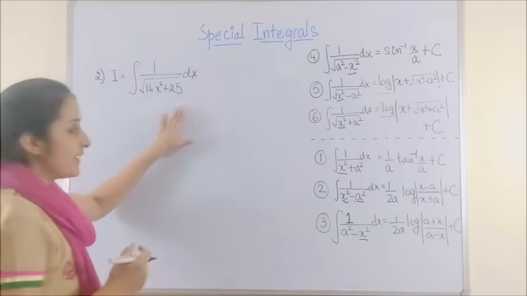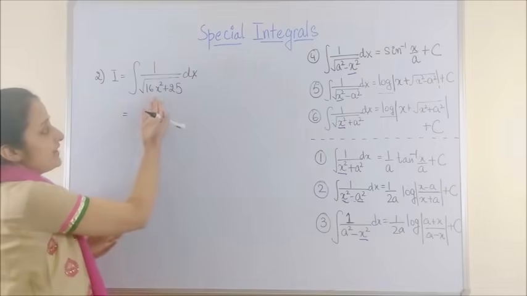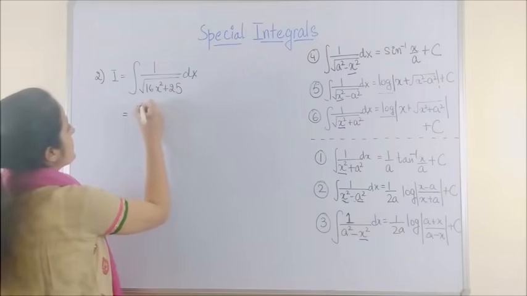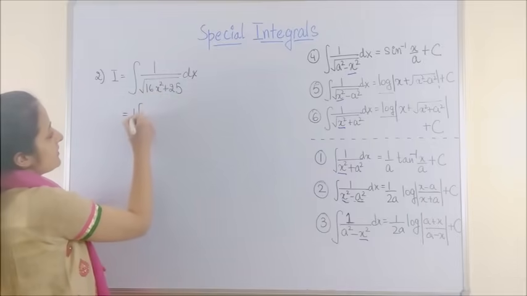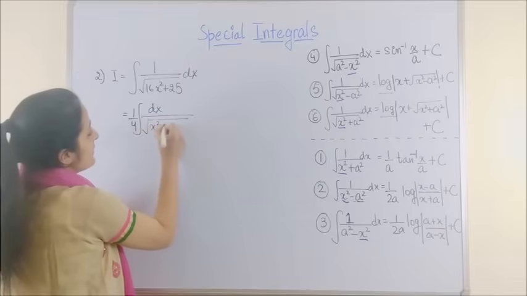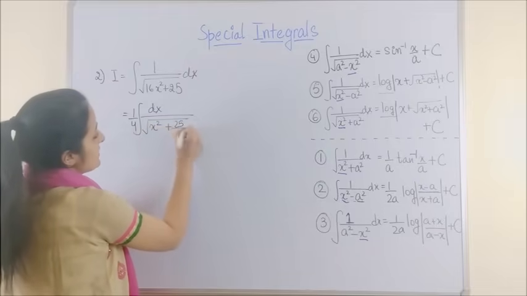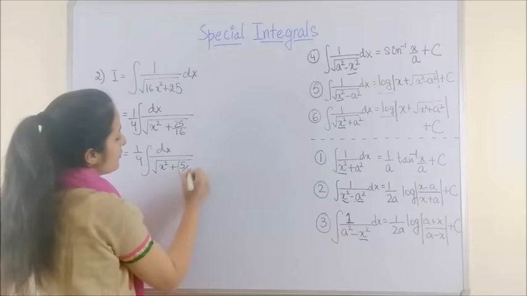Now look at the second one. As I had just mentioned, I find it more convenient if I take this 16 common. So I'll be taking this 16 common. It comes out as 1 by 4, and inside we are left with x square plus 25 by 16, which gives us x square plus 5 by 4 whole square.